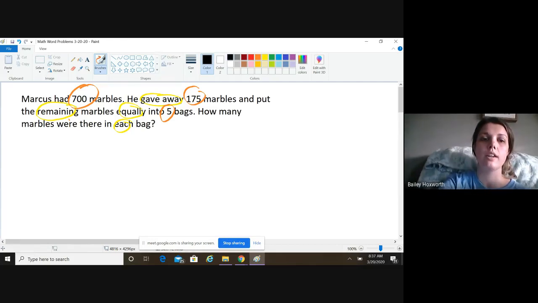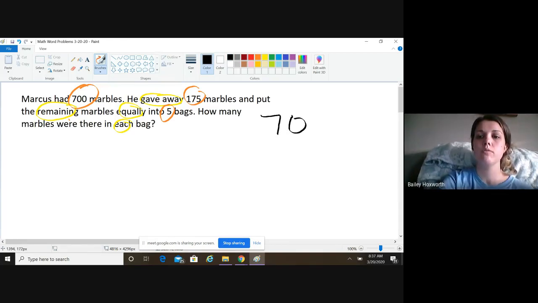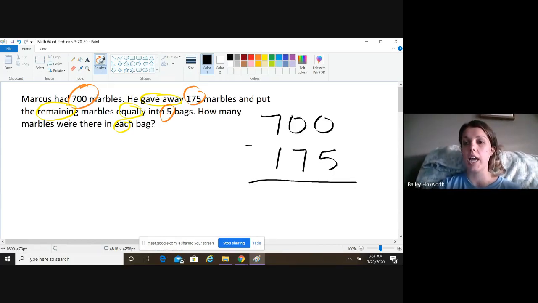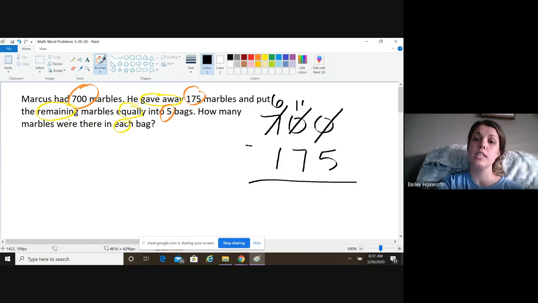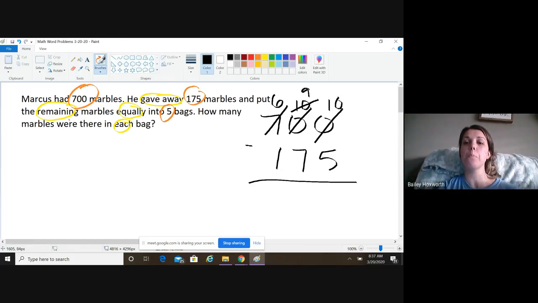So, let's look at what we're subtracting. I have 700 marbles. Bigger number going on top when I subtract. Minus 175. I cannot have 0 and take 5 away. I cannot borrow from a 0 because there's nothing there. So I'm going to borrow from my 7. My 7 is now becoming a 6. This becomes a 10, but I need to borrow from that 10. So that technically becomes a 9. And then this becomes a 10. So now I'm all borrowed up and ready to go.